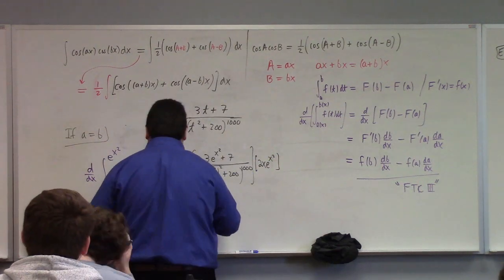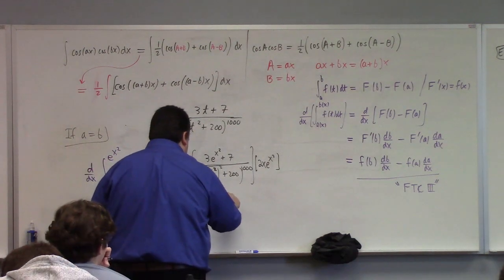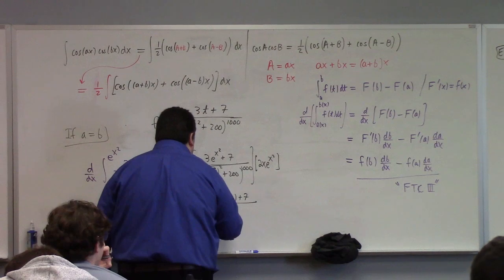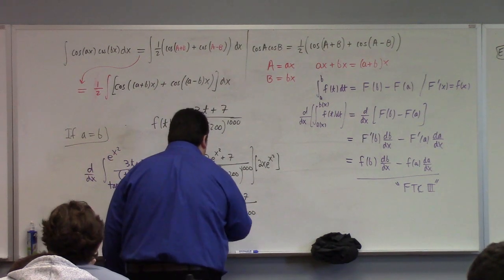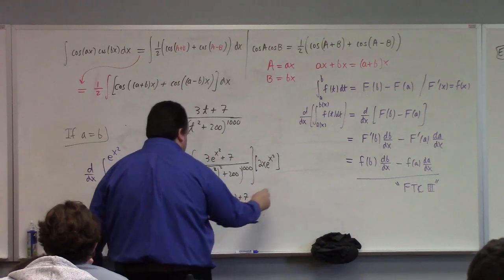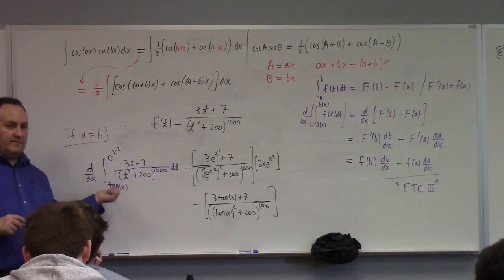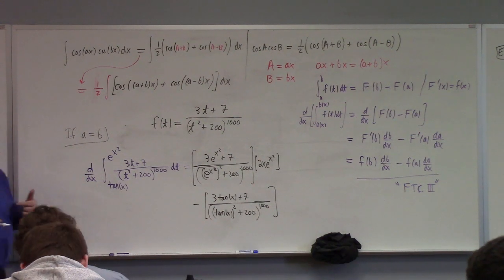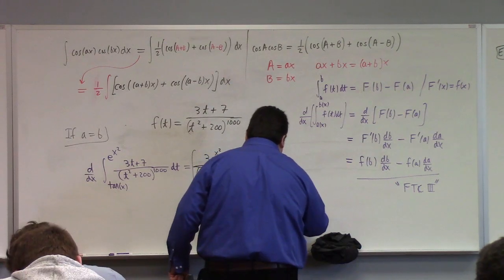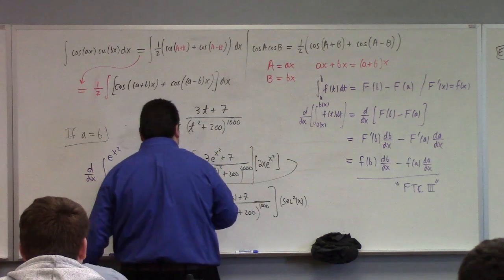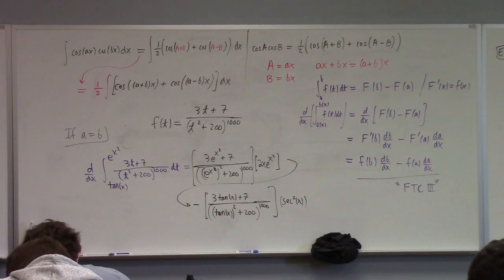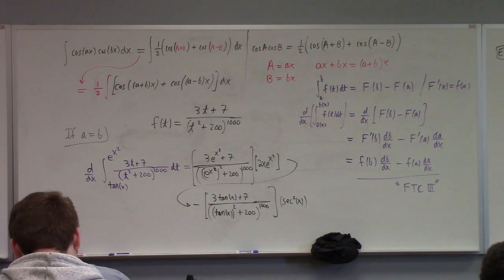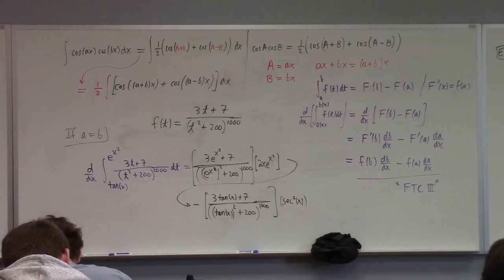And then I subtract this monstrosity with tangent of x in it: (3 tangent of x plus 7) divided by (tangent of x squared plus 200), all to the 1000th power downstairs. And I have to multiply that by the derivative of tangent, which is secant squared. So times secant squared. And there you go. All I'm doing is f of b times db/dx minus f of a times da/dx. Take the integrand, evaluate at the upper bound, multiply by the derivative of the upper bound, then subtract the integrand evaluated at the lower bound times the derivative of the lower bound. This is how to do that problem.